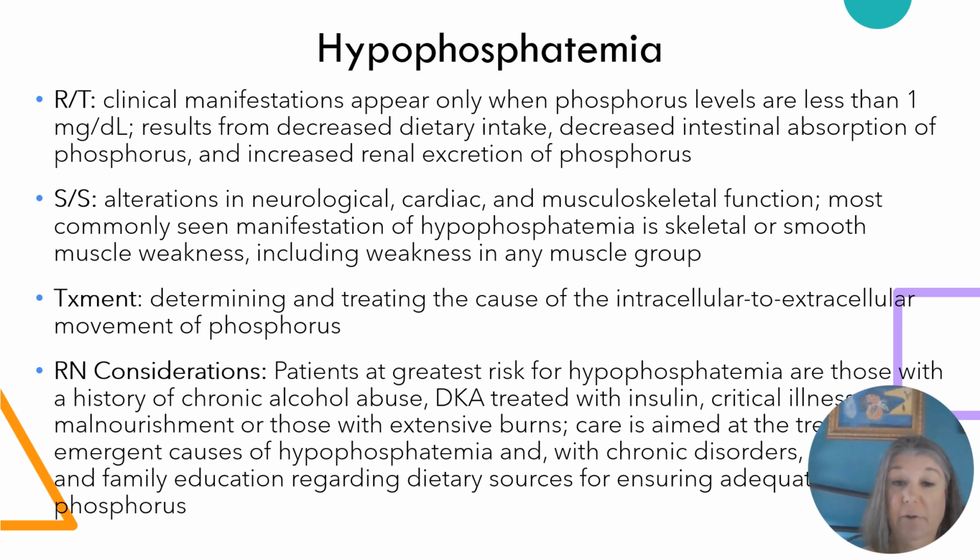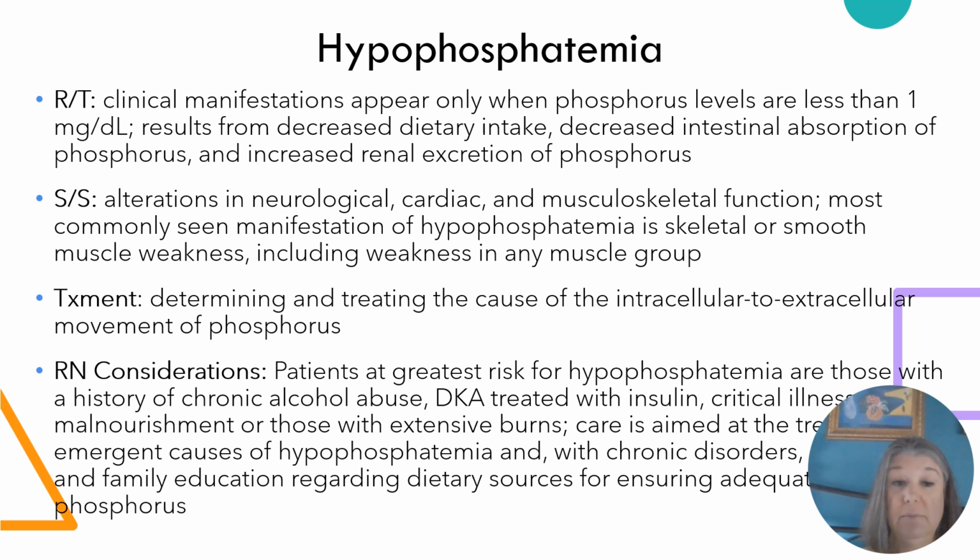Hypophosphatemia results from decreased dietary intake, decreased intestinal absorption, maybe increased renal excretion. It can be related to shifts from the intracellular space to extracellular, and that results in urinary loss. In respiratory alkalosis, phosphate shifts into the cell and is used for intracellular glycolysis, leading to phosphorus consumption.